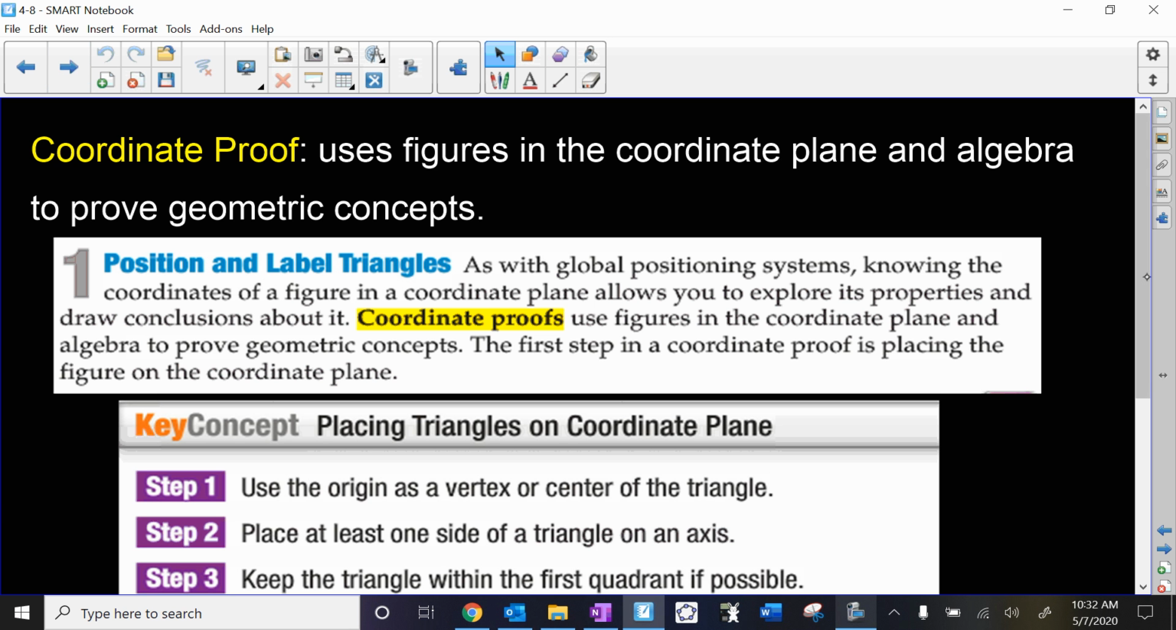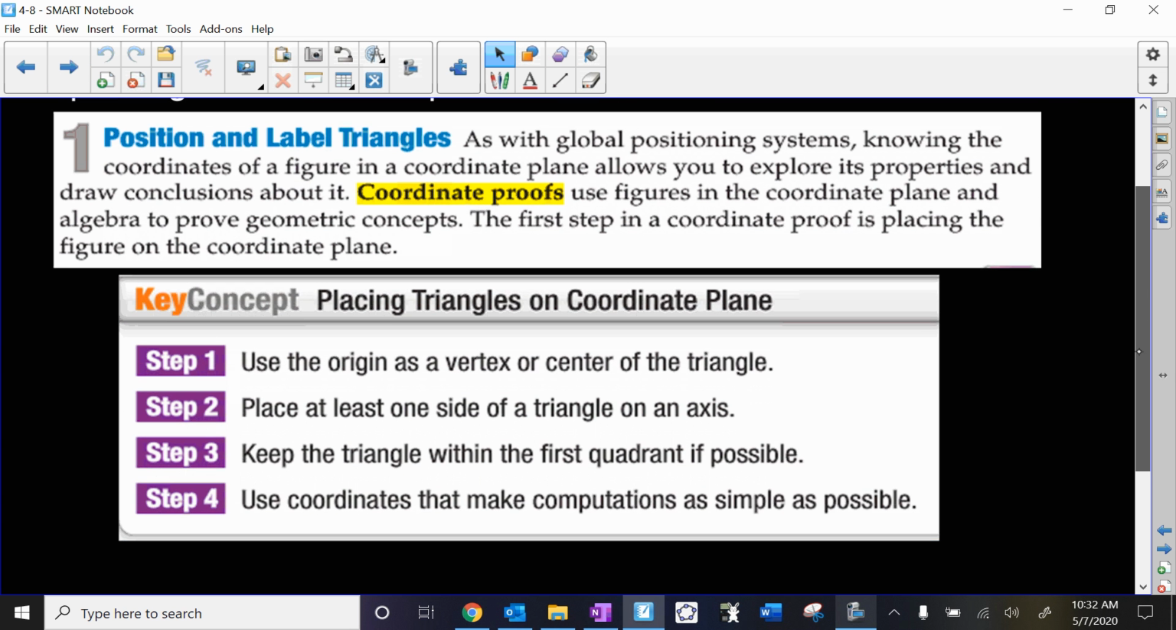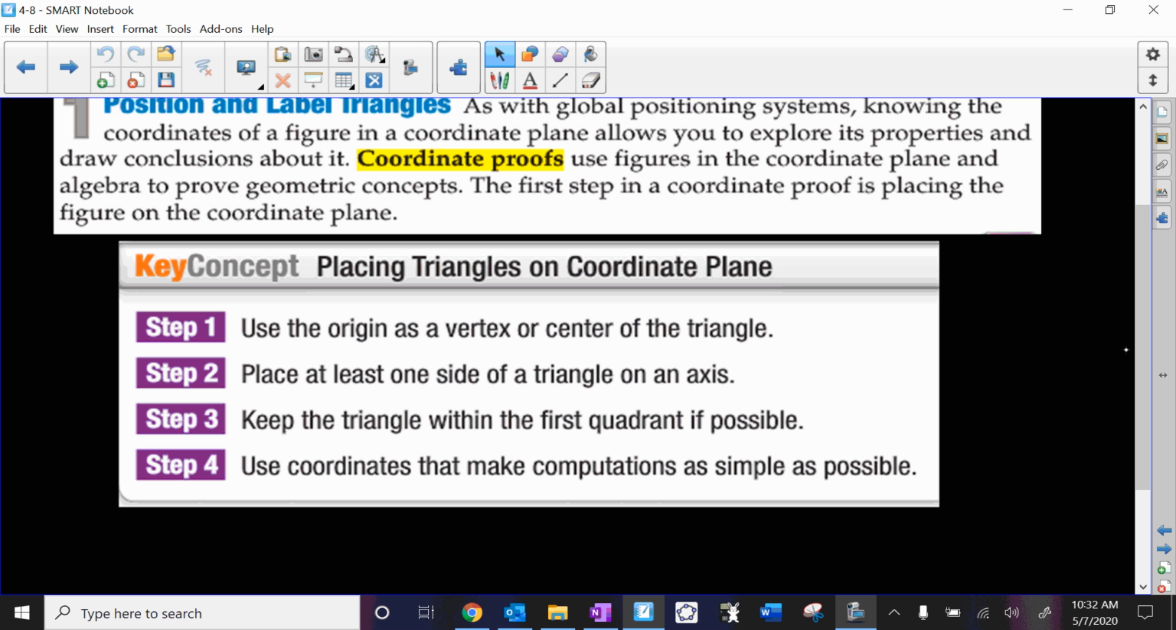So there are a few steps that we're going to look at in order to place our triangles and look at coordinate proofs. The first 3 steps are just kind of helping you position the triangle to make it a little bit easier on ourselves. So step 1, use the origin as a vertex or center of the triangle. A good rule of thumb using the origin, the reason that we want to use that point as much as possible, is its location is at 0, 0. 0 is our friend. It's going to make it a lot easier to deal with some algebra that involves the number 0 in it.